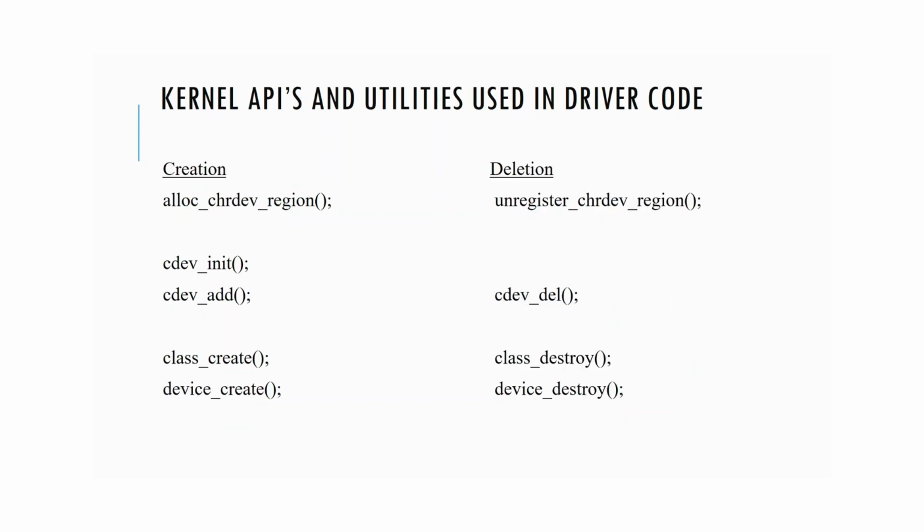Among the kernel APIs and utilities used in the driver code, whatever we create needs to be destroyed at the time of deletion. Similar to cdev_init and cdev_add, we have cdev_del. Just as we register the character device driver, we need to unregister it. We create the class and destroy the class, and create the device and destroy the device.